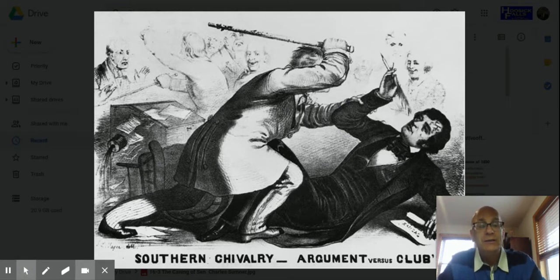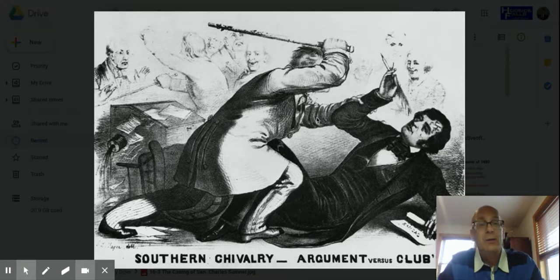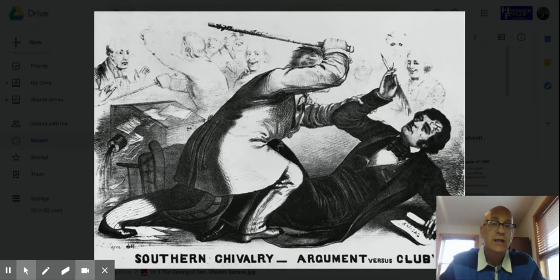Well, on the floor of the Senate, Butler's nephew, this man here, stormed onto the Senate chamber and viciously beat Charles Sumner with a cane. It took Sumner 3 years to recover. And if you can see the images here of his face, he's got cuts and bruises on his face.